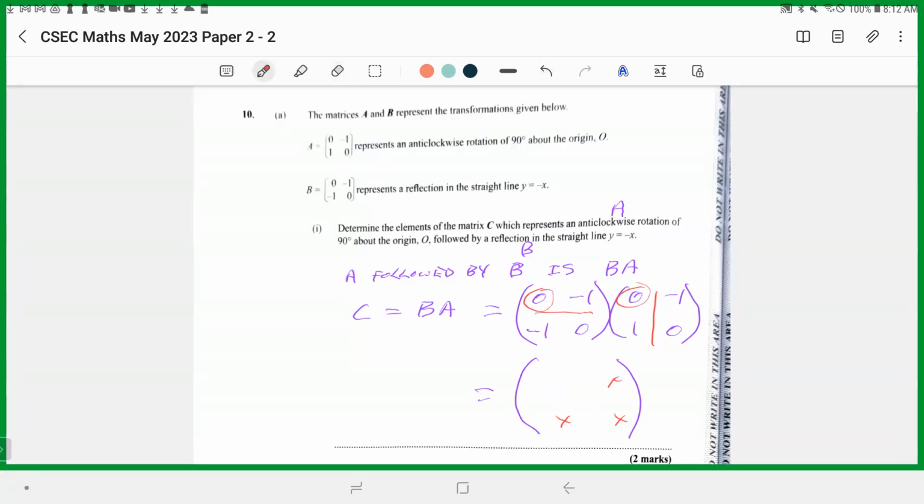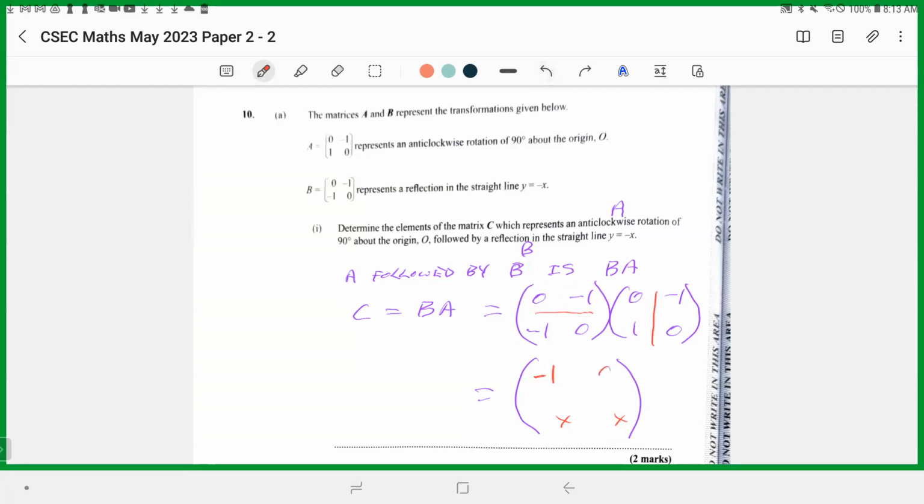0 times 0 is 0. Negative 1 times 1 is negative 1. So the value here is negative 1. And this value out here is in the first row and the second column. So to get it, we're going to use this first row with this second column. We're multiplying the same sequence again. First element times first element, second element times second element. So that becomes 0 times negative 1 is 0, negative 1 times 0 is 0.